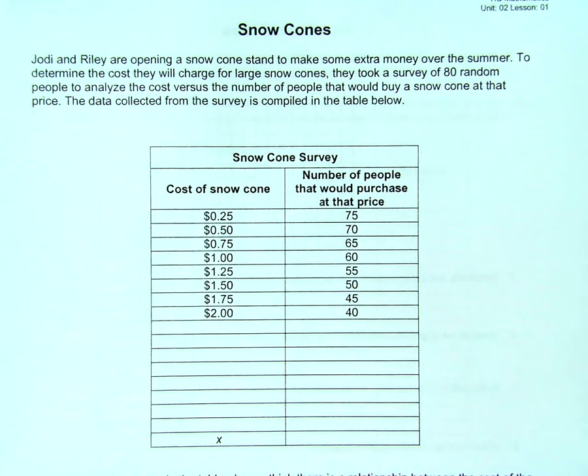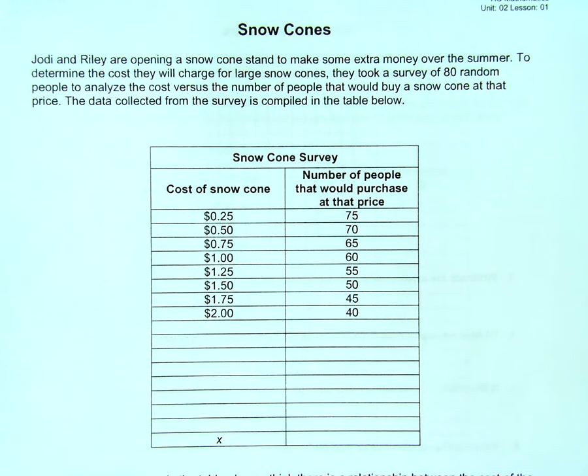Jody and Riley are operating a snow cone stand to make some extra money over the summer. To determine the cost they will charge for large snow cones, they took a survey of 80 random people to analyze the cost versus the number of people that would buy a snow cone at that price. The data collected from the survey is compiled in the table below.